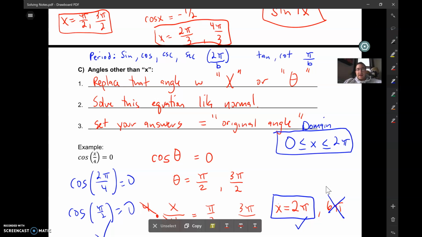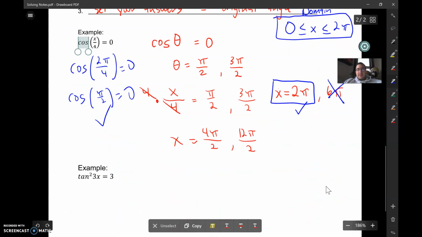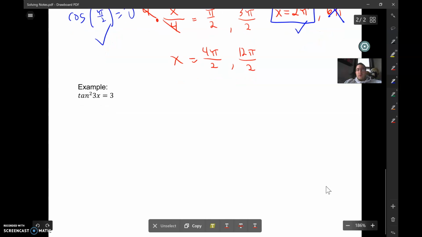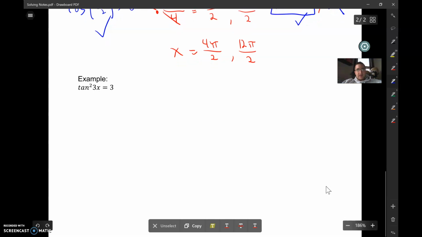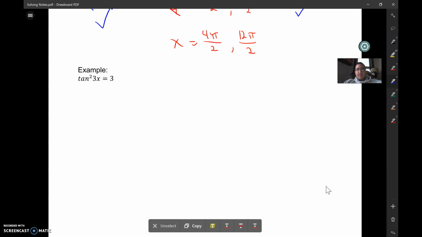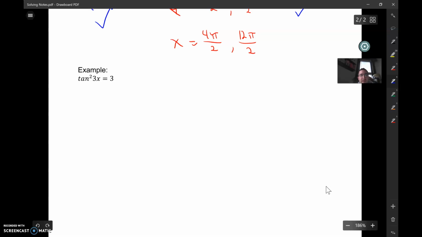And here's why that matters. And you'll see it on the next example, sometimes we will only get 2 answers when we solve the equation, but there might be a lot more before we get to 2 pi. And in order to find every solution, we have to add the period on to each one of our solutions. I know that sounds confusing. Let me make it a reality here, and we'll wrap up this video with our final example. So tangent squared 3x equals 3.